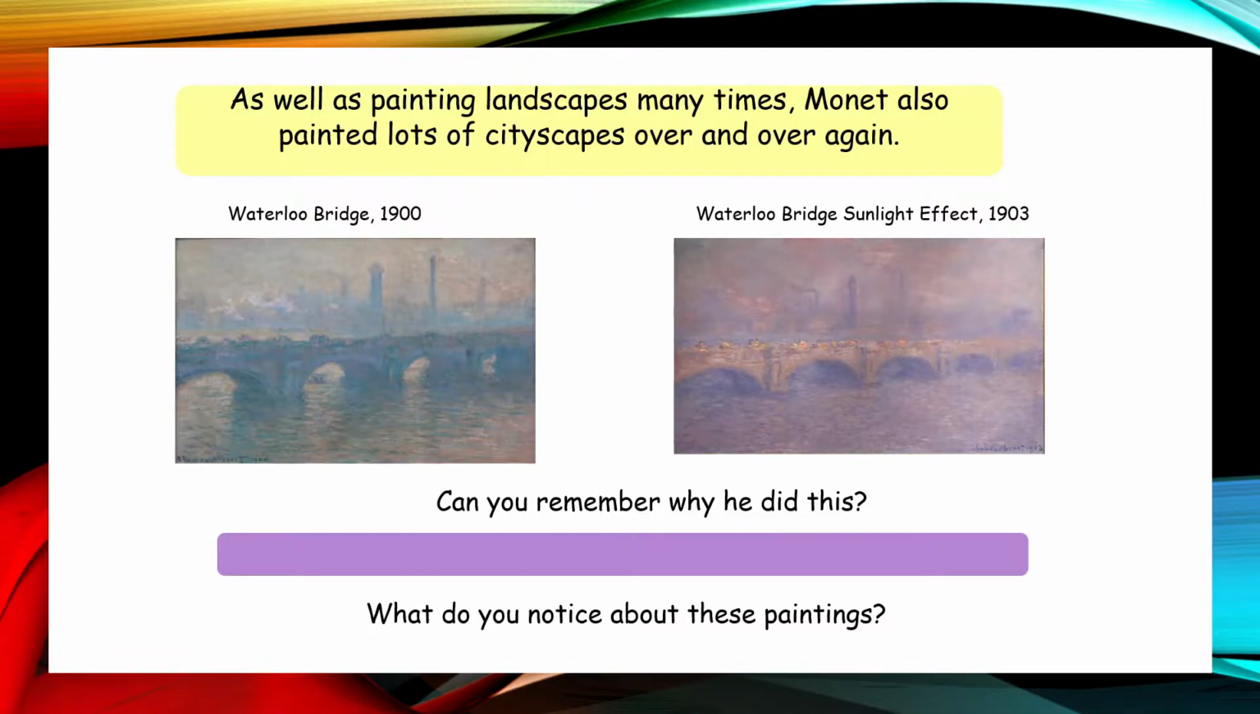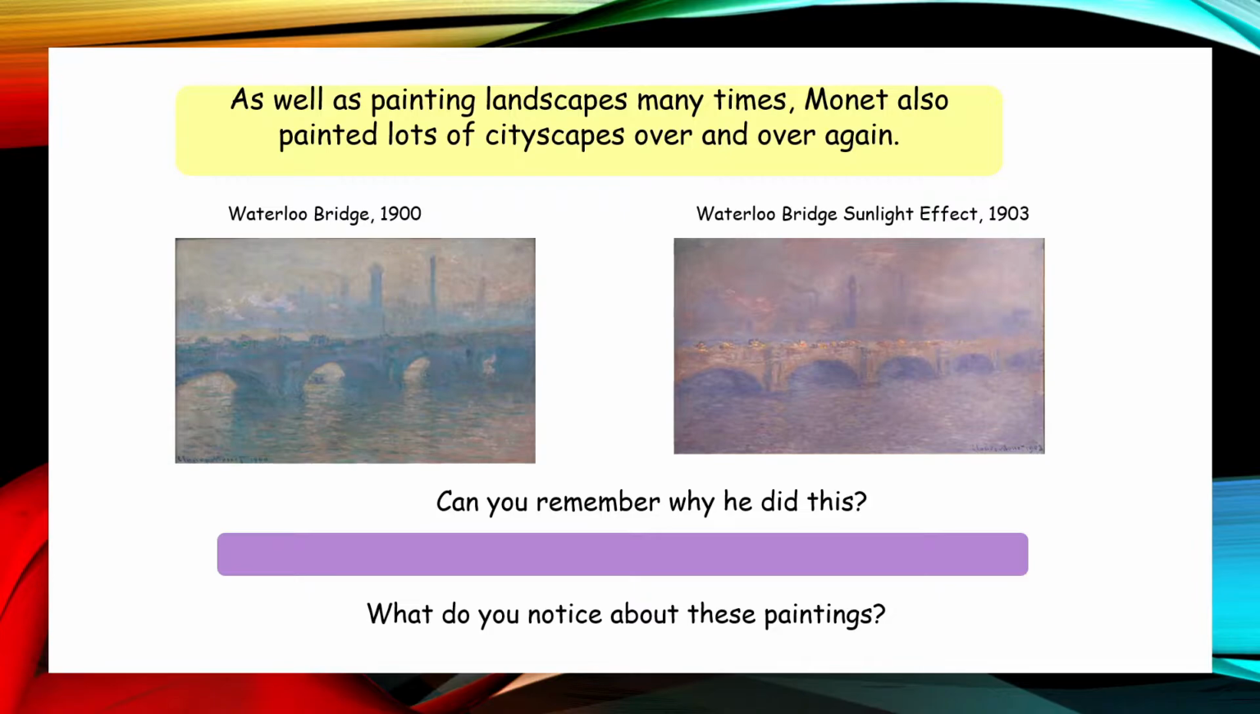So we've been learning about the famous artist Claude Monet. As well as painting landscapes many times, Claude Monet also painted lots of cityscapes over and over again. So below you can see two pictures of Waterloo Bridge that Monet has painted at different times. The first one was painted in 1900 and the second one is called Waterloo Bridge Sunlight Effect, which was painted 3 years later in 1903.